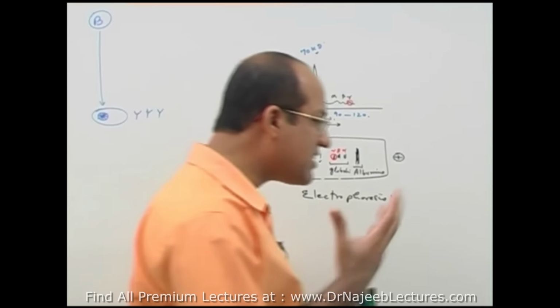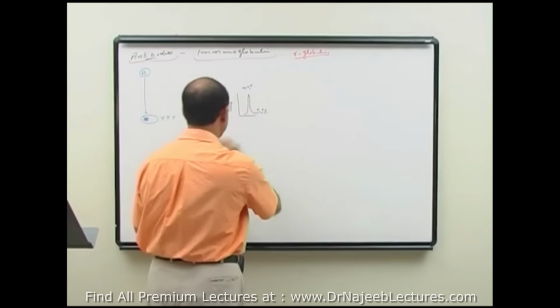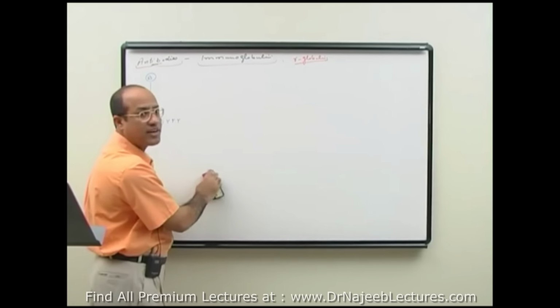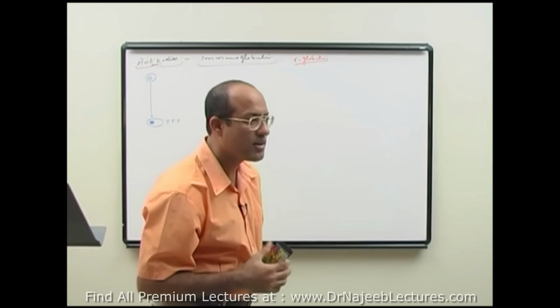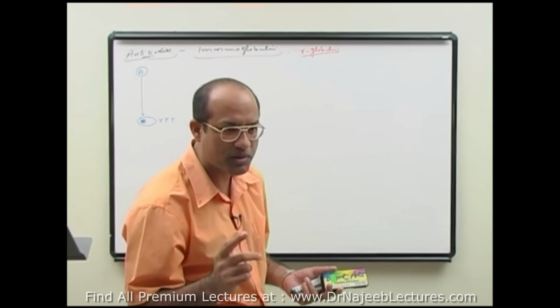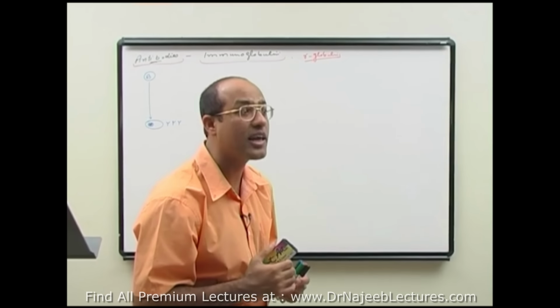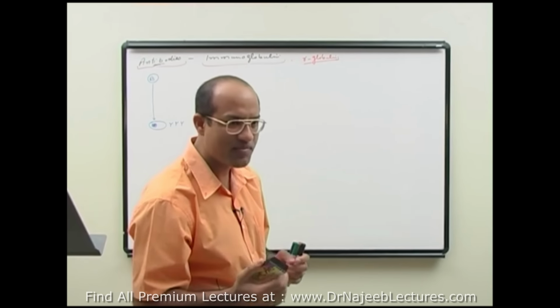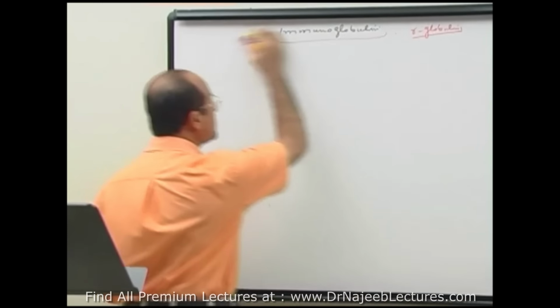Now we come to the really basic structure of an antibody. As I told you, these are basically proteins with a little carbohydrate component, and when proteins have a little carbohydrate component, we call them glycoproteins. To be more specific, antibodies are glycoproteins. Now let's come to the basic structure of a typical antibody.